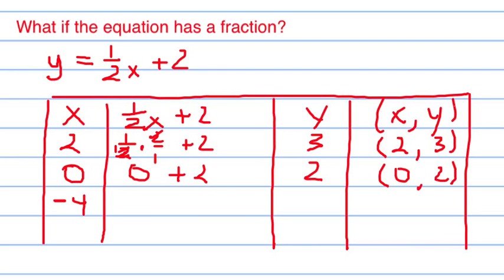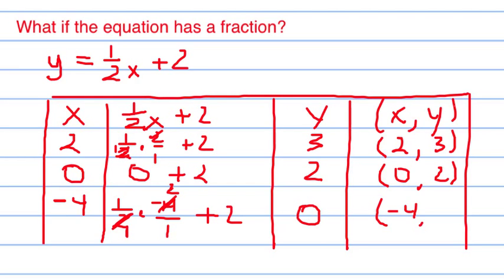And let's look at the last one. Now I have a negative 4, so I'm going to write 1/2 times negative 4 over 1. Well, when I cross cancel here, this becomes a 1, but this becomes a negative 2. So now I have negative 2 plus 2 equals 0. So this ordered pair is negative 4, 0.